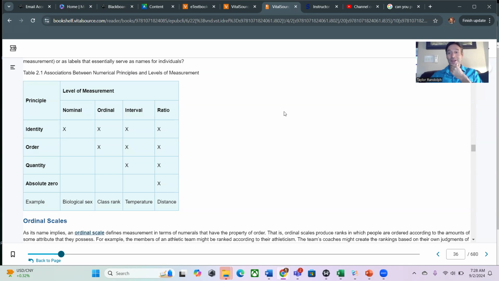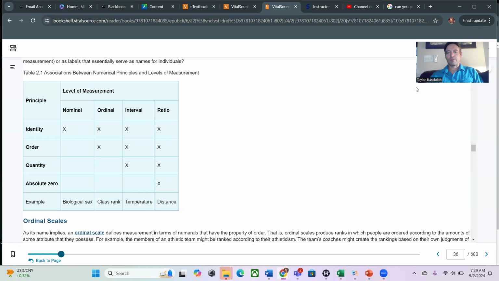This is the meat and potatoes, I guess you would say, or crux of the chapter. If I want you to take one thing away from chapter 2, I'm trying to cut to the chase to simplify time. I want you to take away this, the levels of measurement. This is very important when you consider later on in the course.